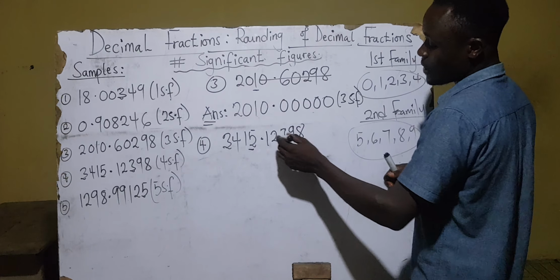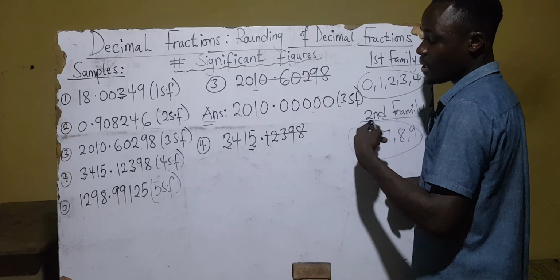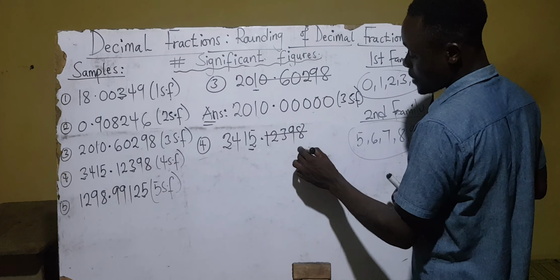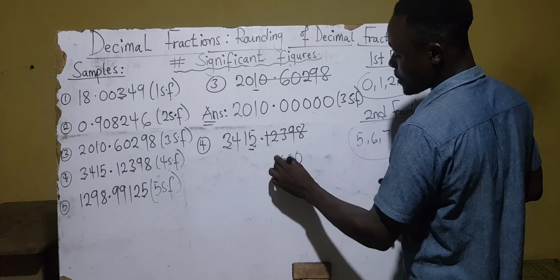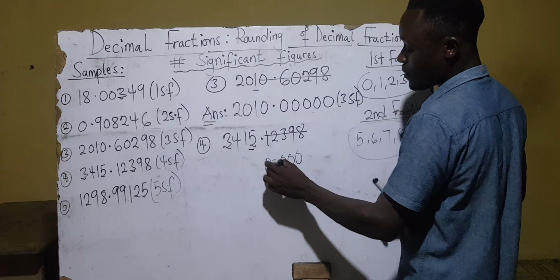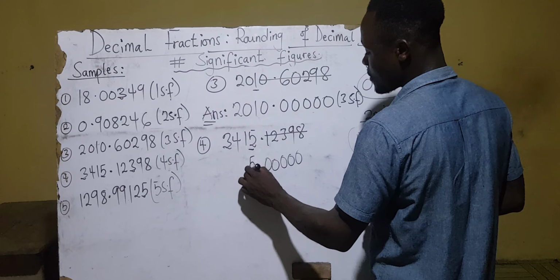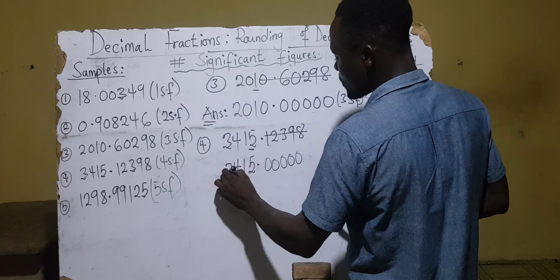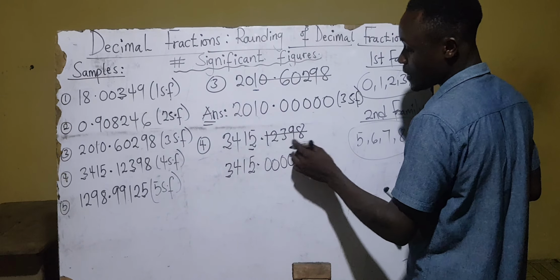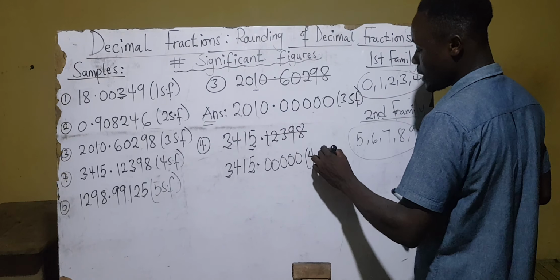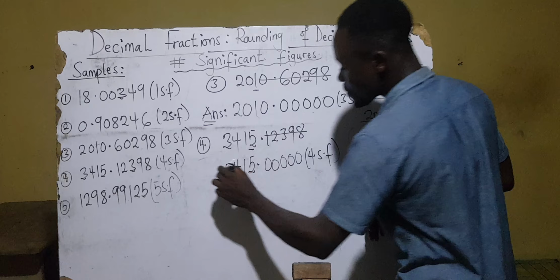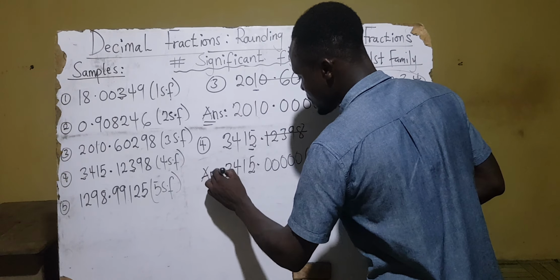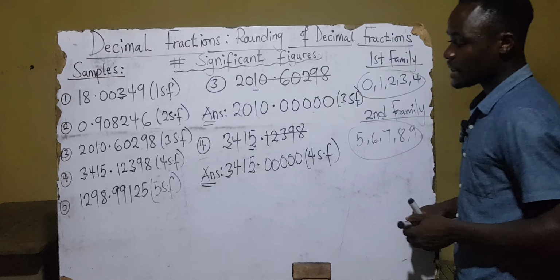So it means the whole of this number goes away and we are going to replace it with what? 0. So here becomes 0, 0, 0, 0. This also becomes 0. Point 5 here. Okay. Then 1, 4, 3. And the rule says that we are to round to 4SF. So this then becomes our answer for question number 4.